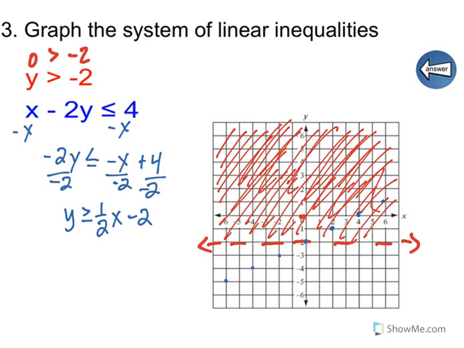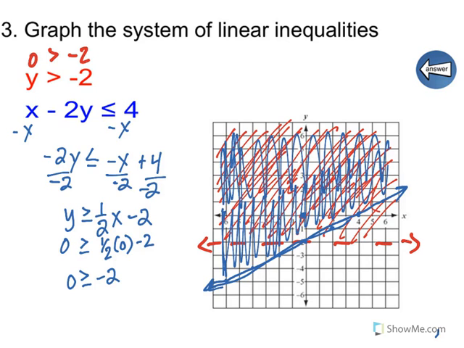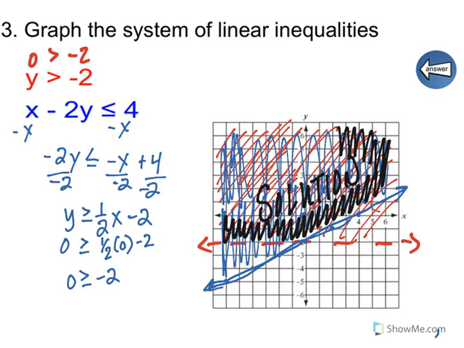Okay, this would be a solid line, because again it's greater than or equal to. If I plug in 0, 0, which is right here, as my test point, I get 0 is greater than 1/2 times 0 minus 2. Well, 1/2 times 0 is 0. So that would just be 0 is greater than negative 2, and that is true. So I would shade everything that is above. Again, my solution is where the shaded parts overlap. So my solution would be in this region right over here.